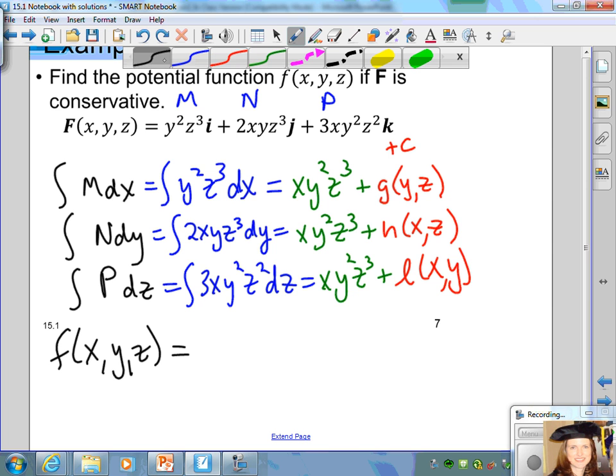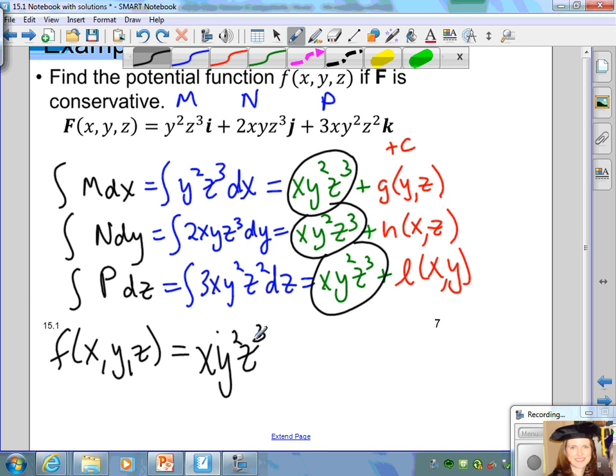Our potential function is what these all have in common here. They do all have in common this xy squared z cubed. So that is going to be part of our potential function. And here we could have constants, but we don't see them appearing anywhere else, any constants that include x, y, or z. So it's going to be just a simple constant c. This is our potential function. This is the potential function of our vector field.